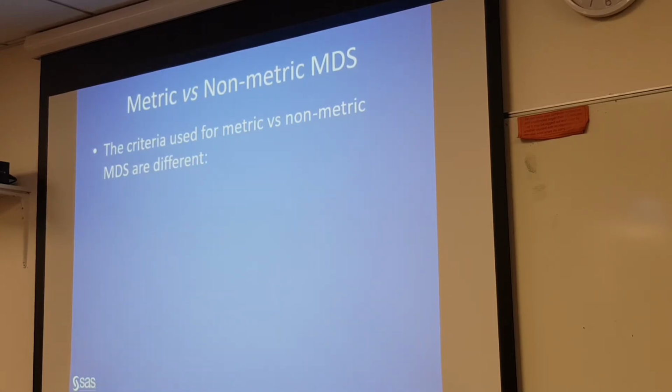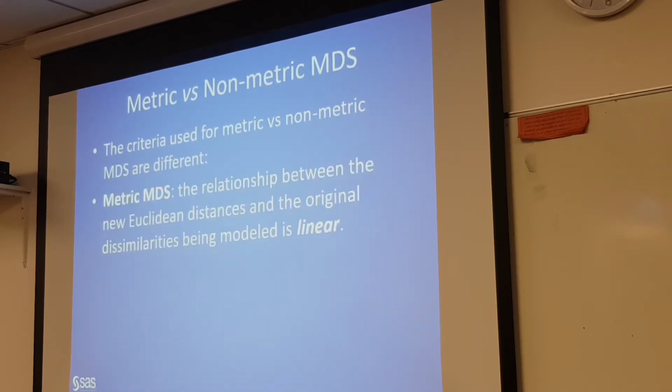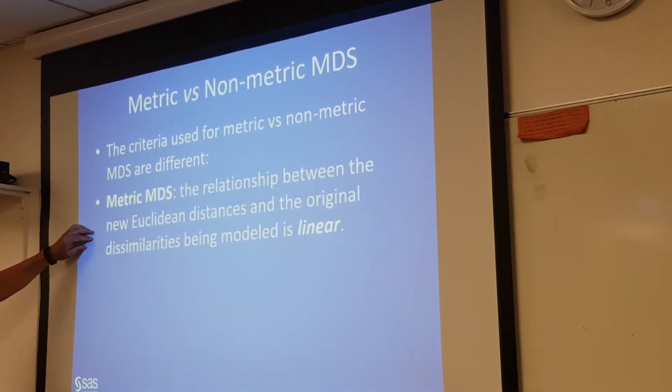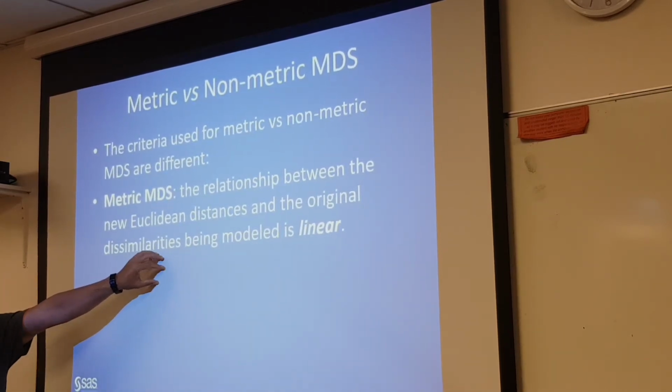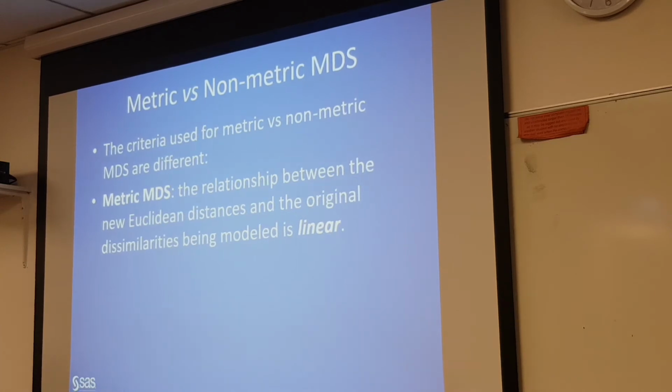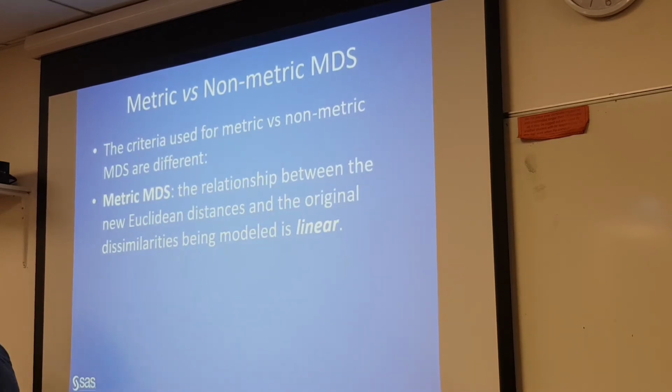Okay, so the objective is the same for both of these things. It's just going to be a subtle difference in the loss function, essentially. For metric MDS, we have this relationship between the new Euclidean distances, the map distances, and the original high-dimensional distances. We're going to say that's linear. We want to try and recreate it.